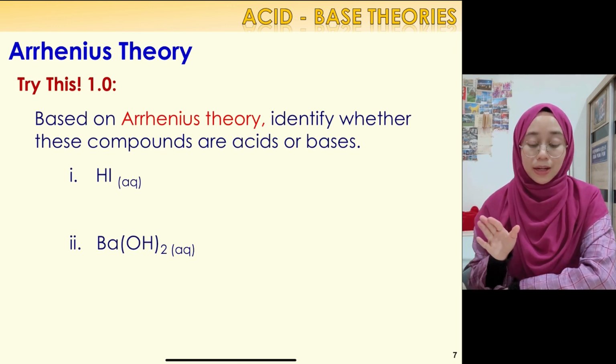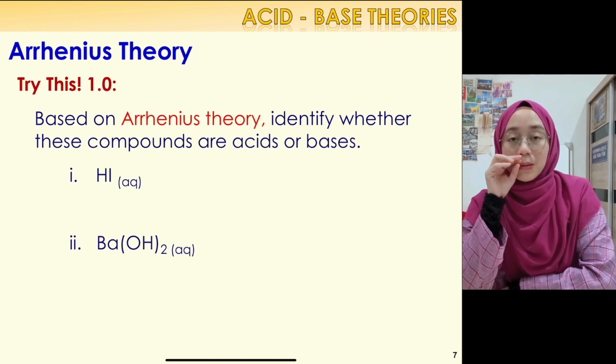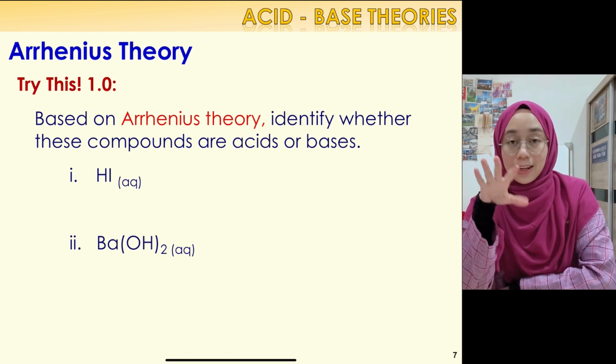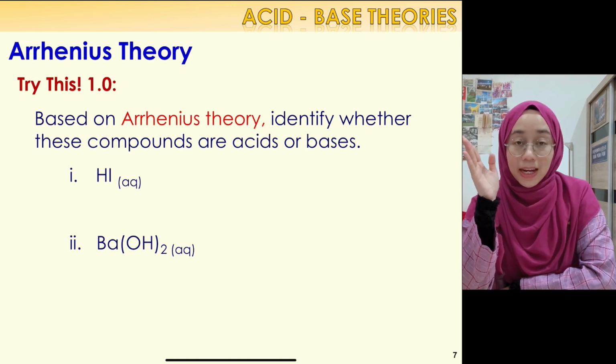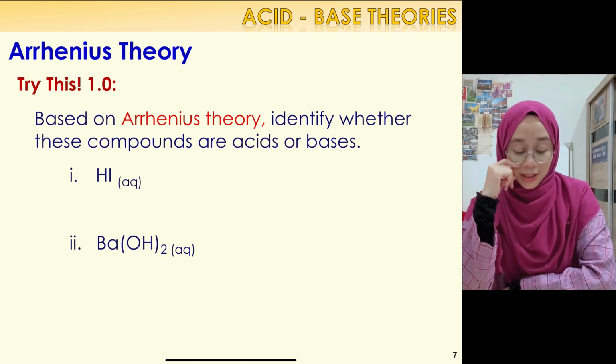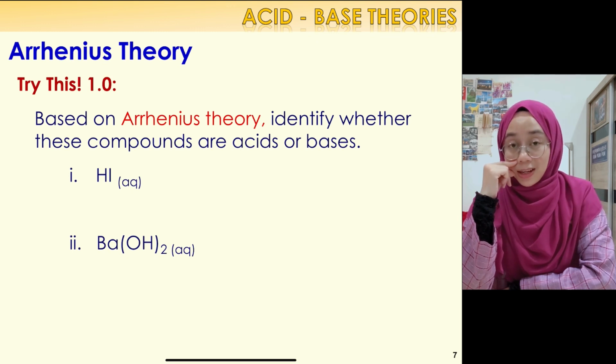Okay, so based on Arrhenius theory, identify whether these compounds are acids or bases. So I give you some time to think about it, and then kita akan terus tunjuk jawapan lepas ni lah. Okay, so the first one kita ada HI, hydrogen iodide in aqueous solution, and the second one kita ada barium hydroxide in aqueous solution as well.